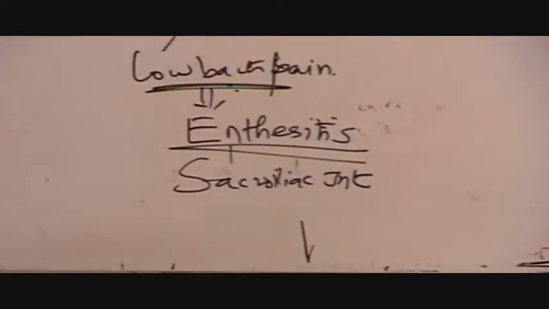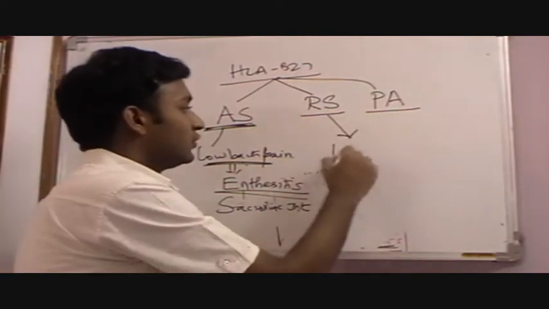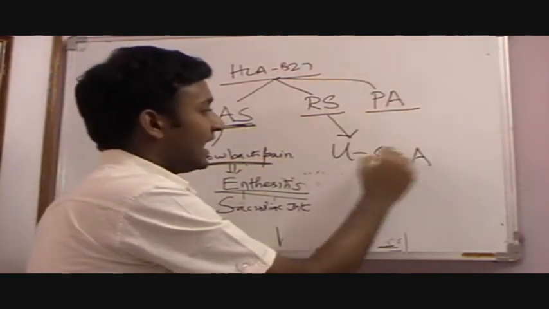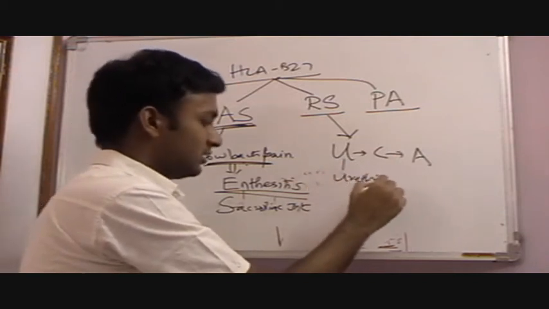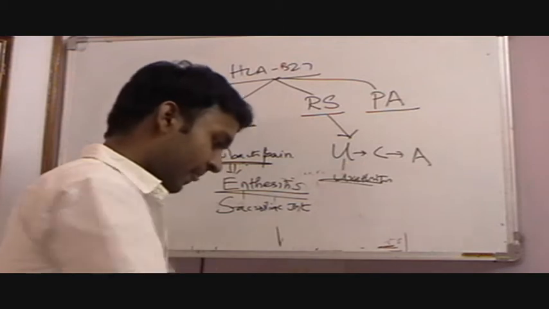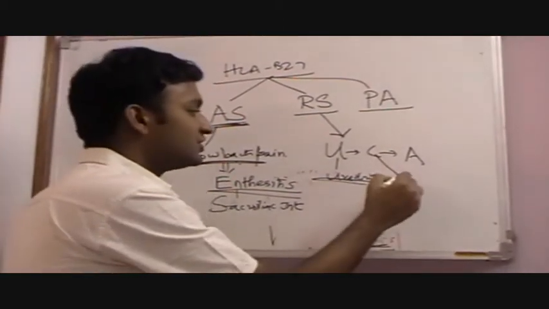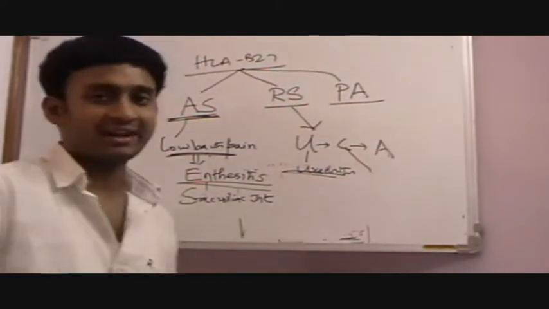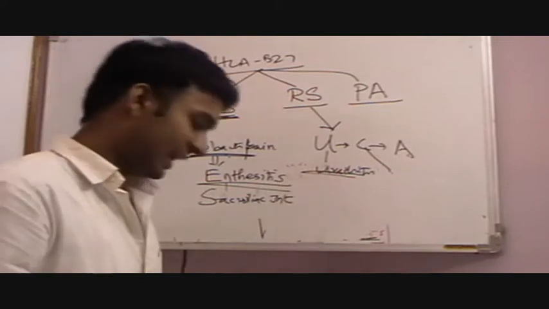Reiter's syndrome. In Reiter's syndrome there is an important triad. What is the triad? UCA in this order: urethritis, which is non-specific urethritis, conjunctivitis, arthritis. UCA. This is Reiter's syndrome or reactive arthritis.